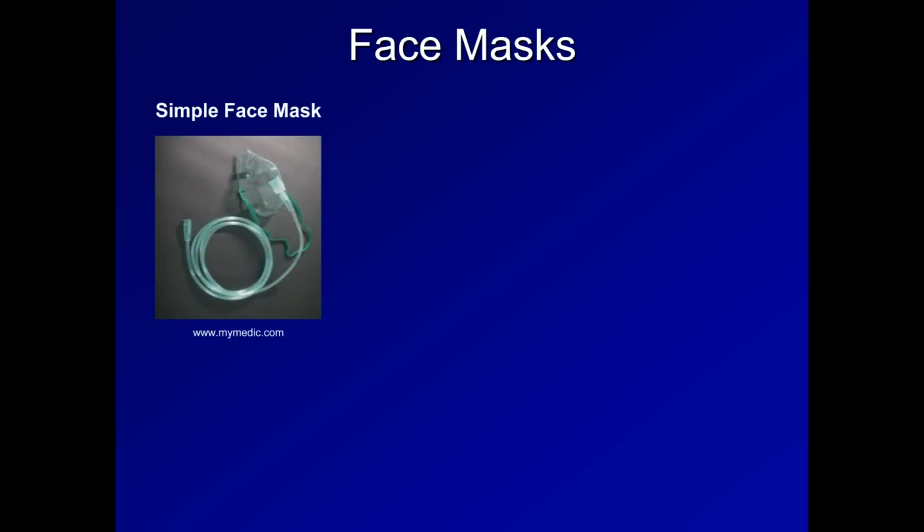So now, let's discuss face masks. Among low-flow systems, there are three common options. First is the simple face mask, shown here, which consists of a single lumen tube connected to the bottom of the mask. There are no valves and no reservoirs other than the mask itself.